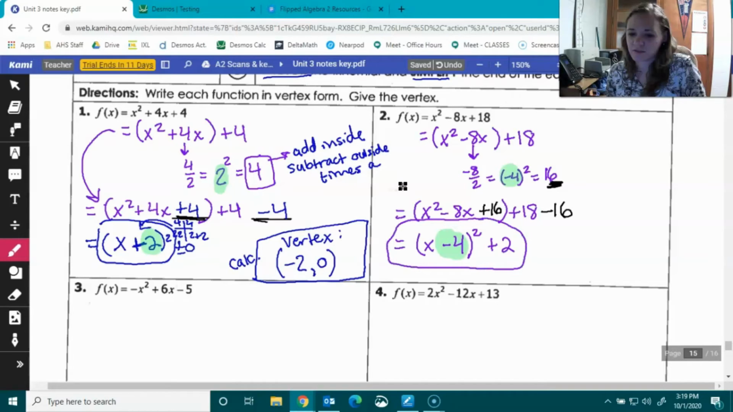And then if I want the vertex, you can graph it. I'll just show you the shortcut real quick. You take the opposite of this number. That's your x value. Opposite of minus 4 is positive 4. And then you take this value, and that's your y value. So that's how you can quickly get it. And that's why they call it vertex form, is because you can quickly get the vertex from this form.